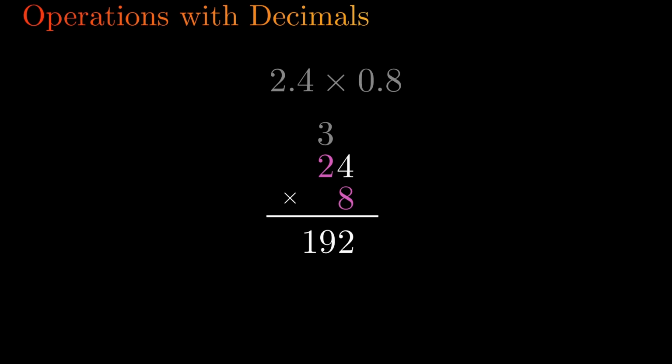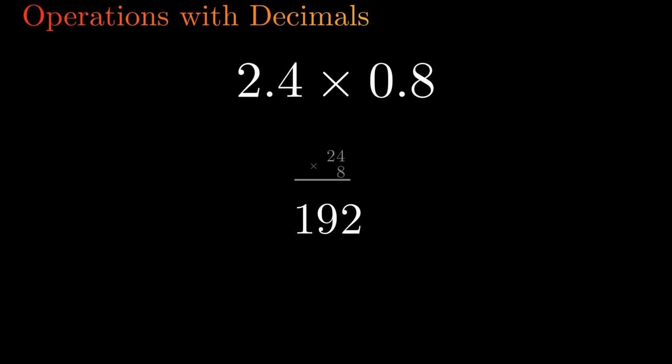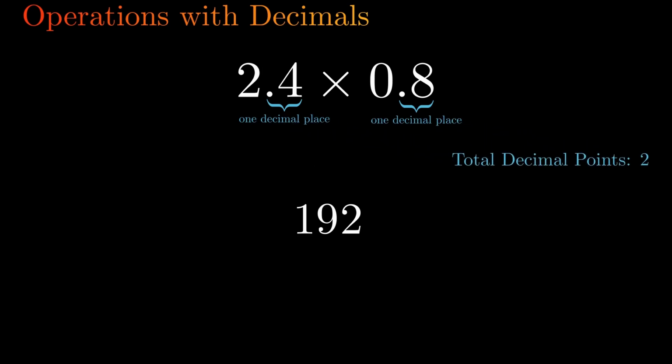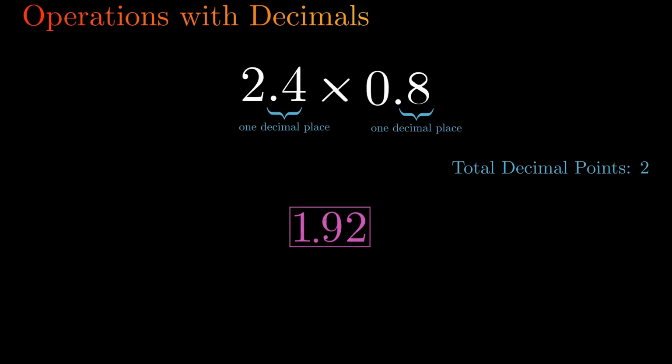Now we have to pay the price. We ignored the decimals earlier, so we have to put them back. Count the total decimal places in the original problem. 2.4 has 1 place, and 0.8 has 1 place, giving 2 places total. So we move the decimal point in our answer 2 spots from the right. 1 hop, 2 hops. The final answer is 1.92. And this makes sense because 2.4 is close to 2 and 0.8 is close to 1, so our answer should be close to 2.